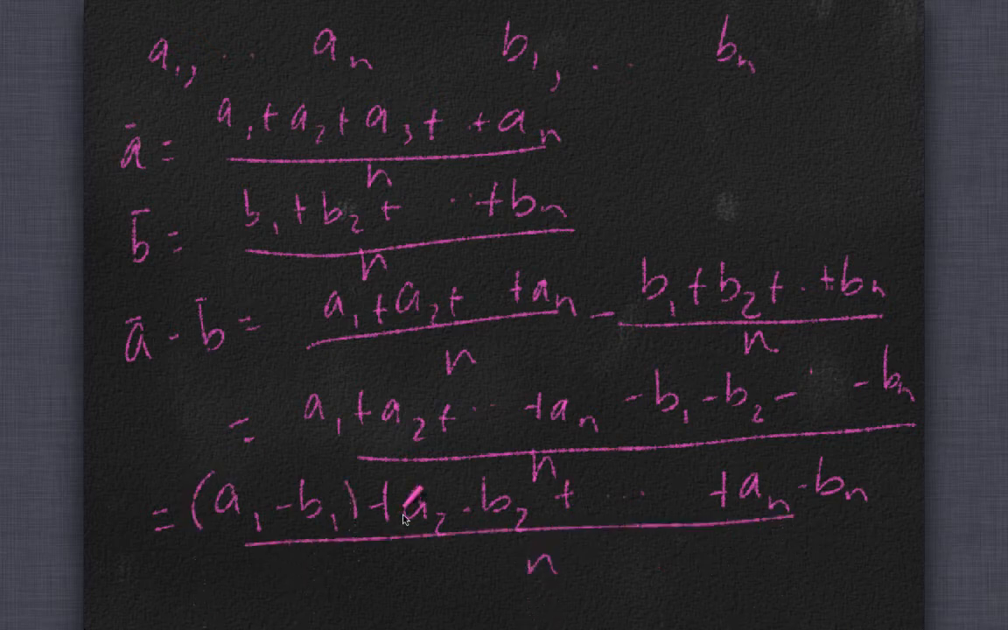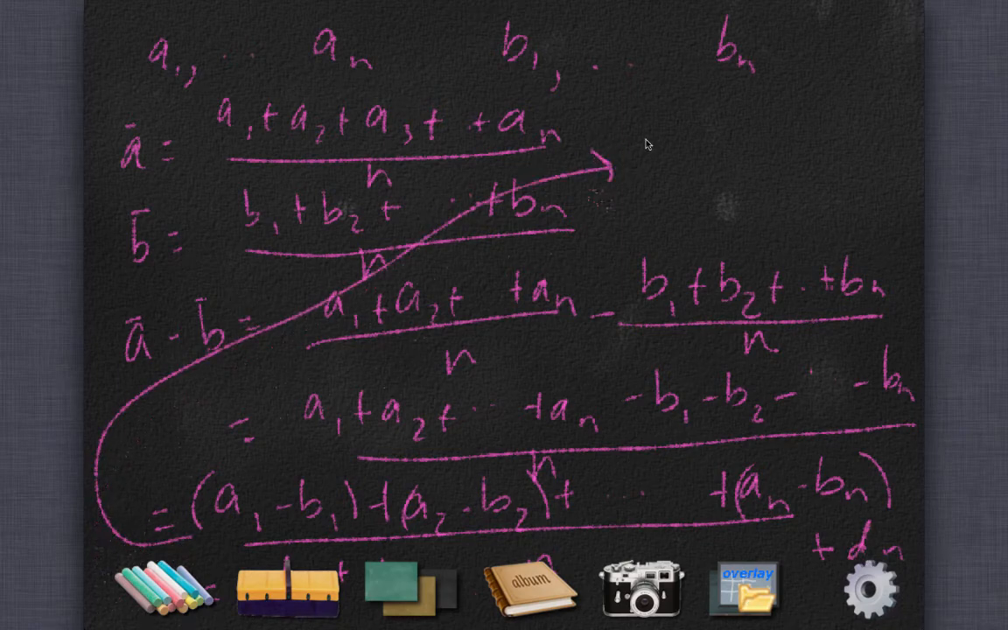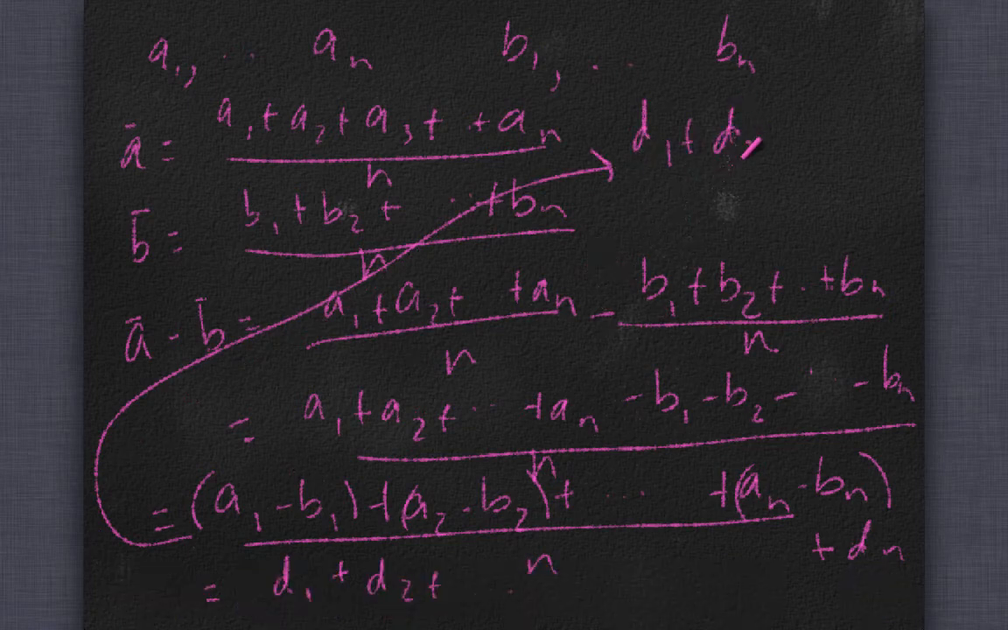And then I can put parentheses around these if I want. I don't have to do that to show this anyway, but I can. So that equals now D1 plus D2 plus down to DN, where D is the difference between the partners, right? A1 minus B1, there it is.